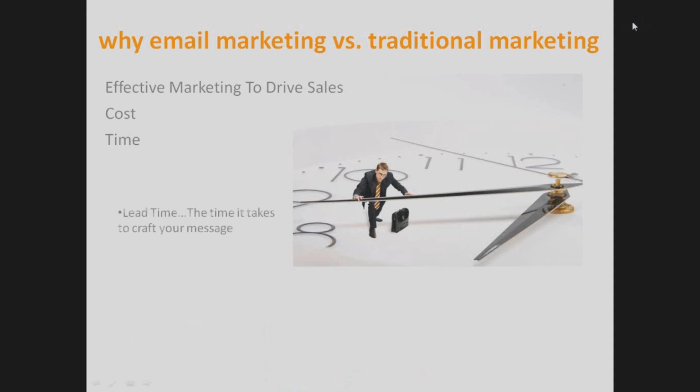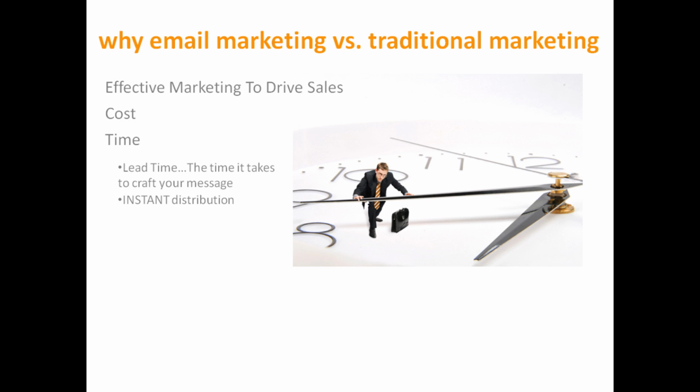Let's look at the same thing with email marketing. With email marketing, the lead time is the time it takes to craft your message. You could get signed up with a company today, and you could craft an email and have it out to your customer base today, in their hands. So the lead time to get that prepared and distributed is much shorter. Instant distribution: from the time you hit send, it's out in the mail. Depending on the size of your customer list, it may take a few hours, possibly even a few days, but the distribution is instant. You're not looking at a week or so down the road before your customers get it. So the lead time is much shorter.